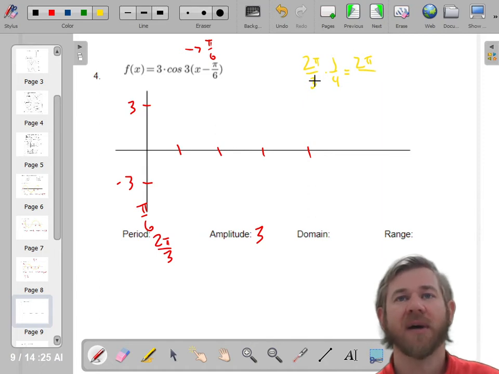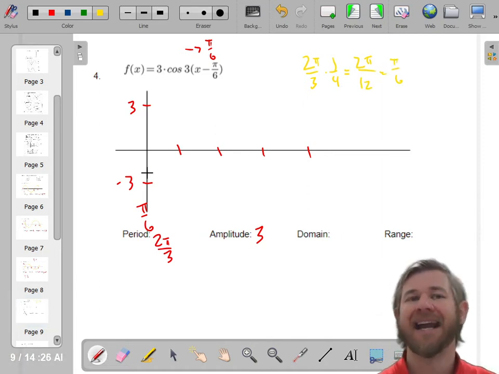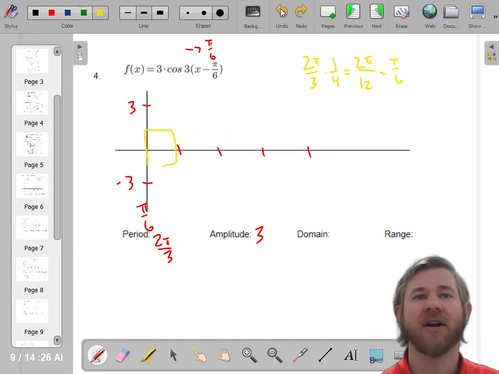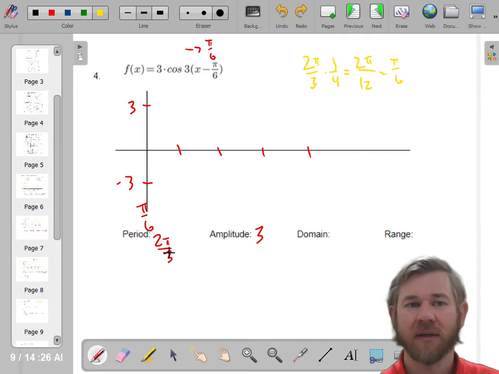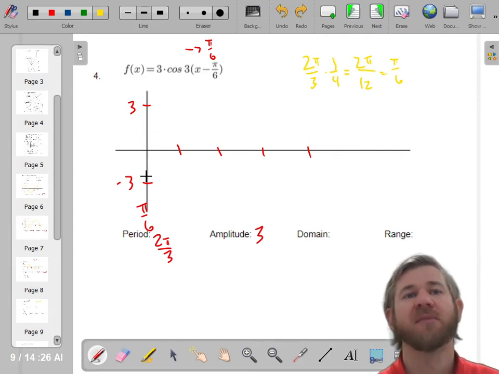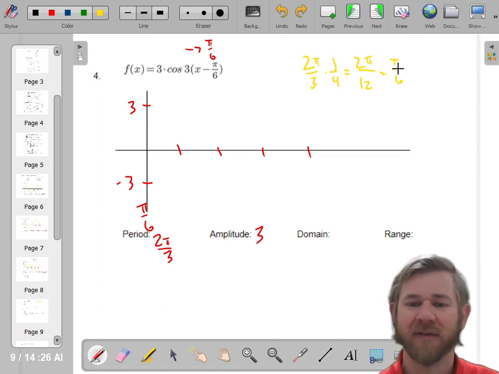So I'll multiply by 1/4. 2 pi times 1 is 2 pi. 3 times 4 is 12. And this reduces to pi over 6. That means that I'm counting by pi over 6's. Okay, but where am I starting? Well, I'm sorry, we're starting at 1 pi over 6. So the horizontal shift is pi over 6, and now I need to add another pi over 6.